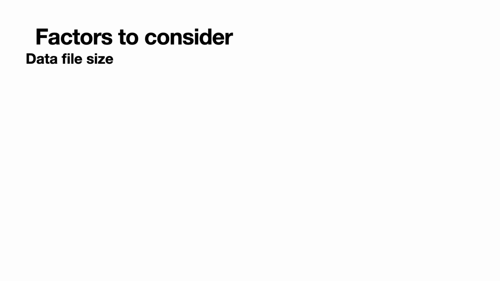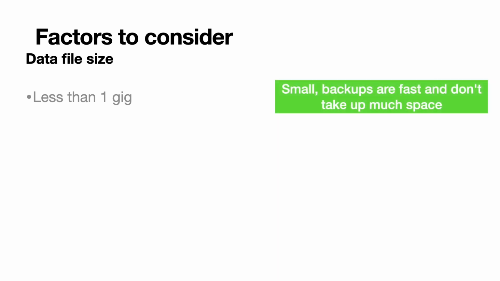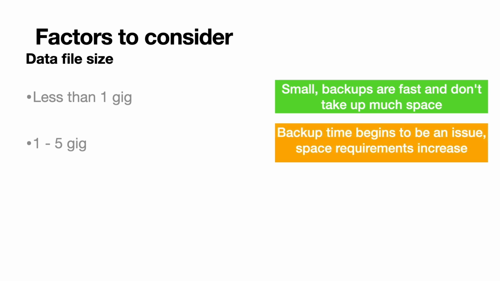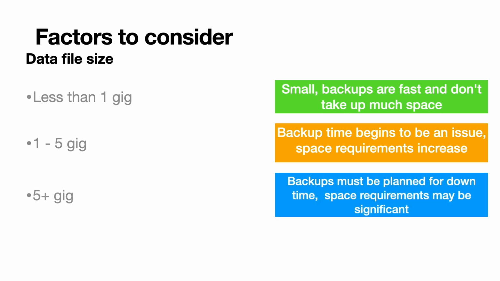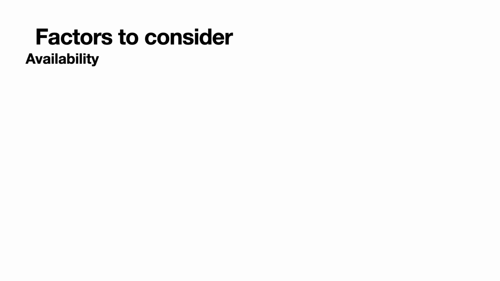First, there's the size of the data. Smaller data files back up quickly, meaning that you can make them frequently without interruption. Medium-sized data files take longer and may have a noticeable impact on users if they run during operations. You want to schedule these backups for off-peak periods. And large data files can take significant time to back up, meaning that you have to plan carefully for them.